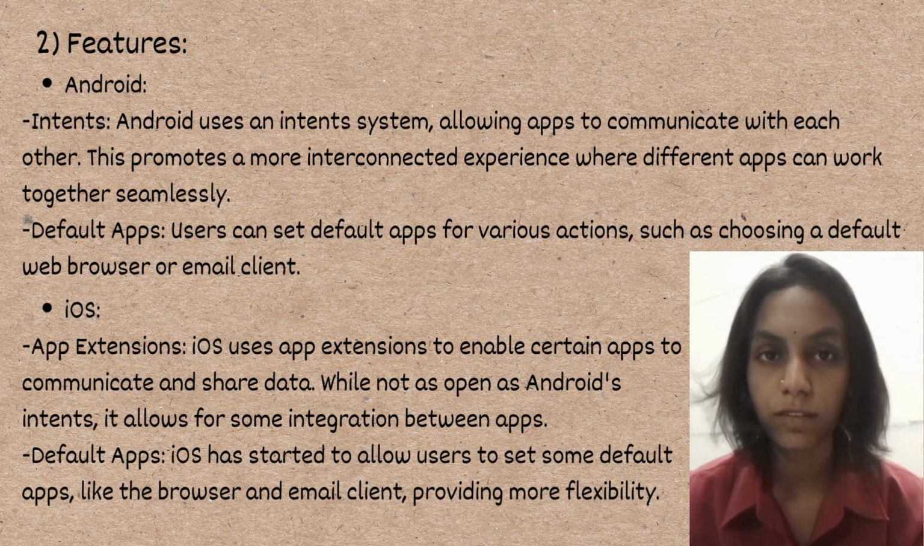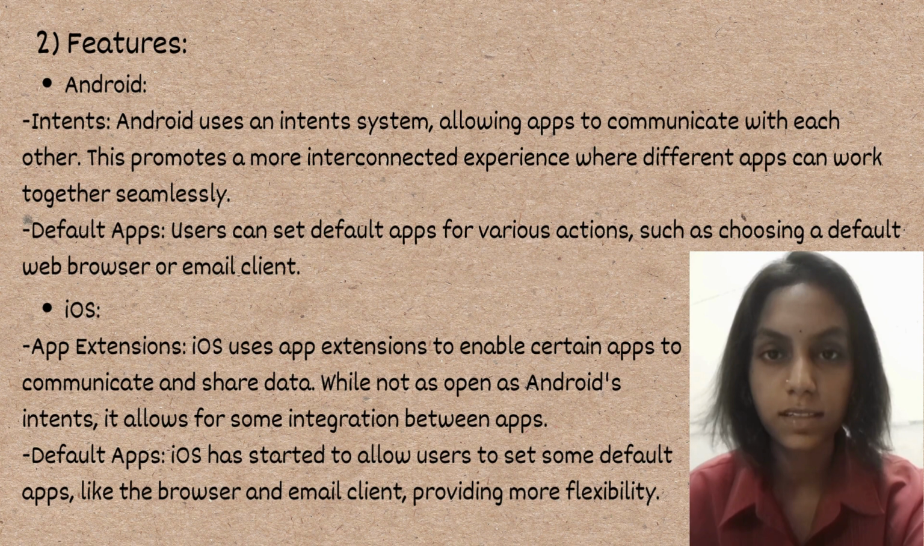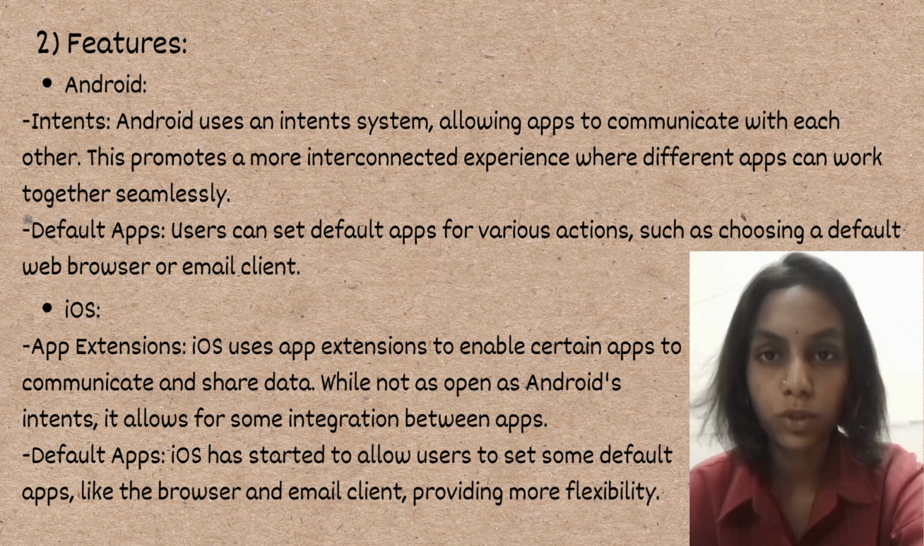Now going to see the features of Android and Apple. First of all, intents. Android uses an intent system allowing apps to communicate with each other. This promotes a more interconnected experience where different apps can work together seamlessly. Next, default apps. Users can set default apps for various actions such as choosing a default web browser or email client.